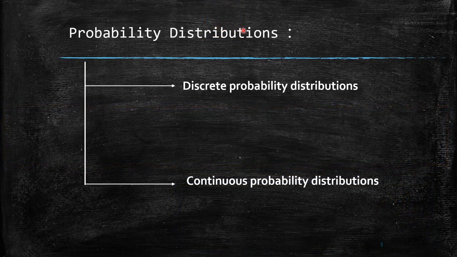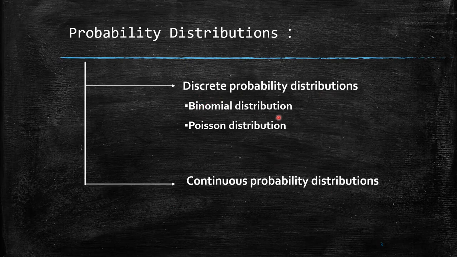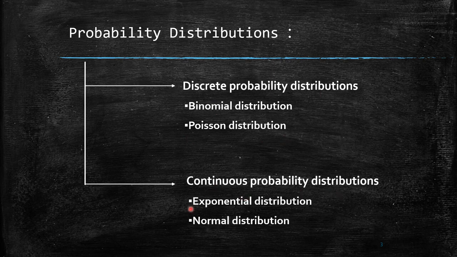In probability distributions, we are going to take 4 probability distributions, 2 each in discrete and continuous probability distributions. Under discrete probability distributions, we take binomial distribution and Poisson distribution, and under continuous probability distributions, we are going to take exponential distribution and normal distribution.